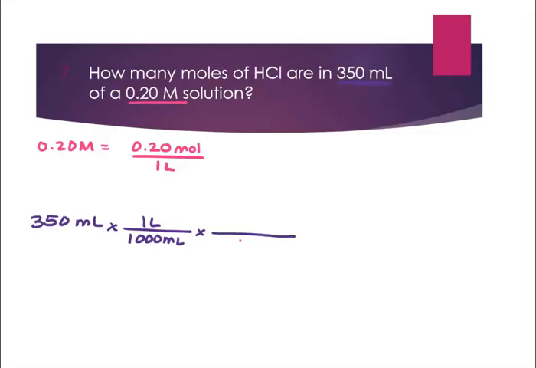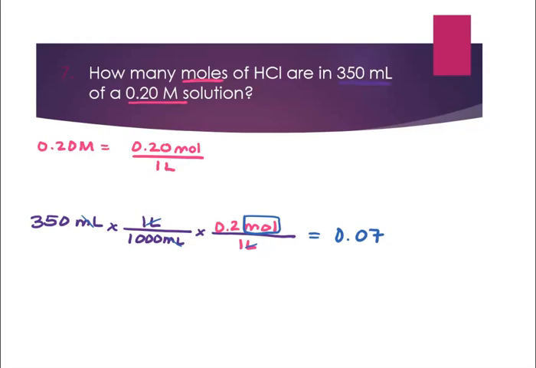So 1 liter is on the top, so 1 liter will go on the bottom here, which means that my 0.2 moles will go on top. Then if I check my problem, I'm asked for moles, I am in moles, I'm good to go, I don't need to do any other conversion. Milliliters cancels with milliliters, liters cancels with liters, I'm left with moles. Hooray and huzzah. And when I do this math, 350 divided by 1,000 times 0.2 gives me 0.07.